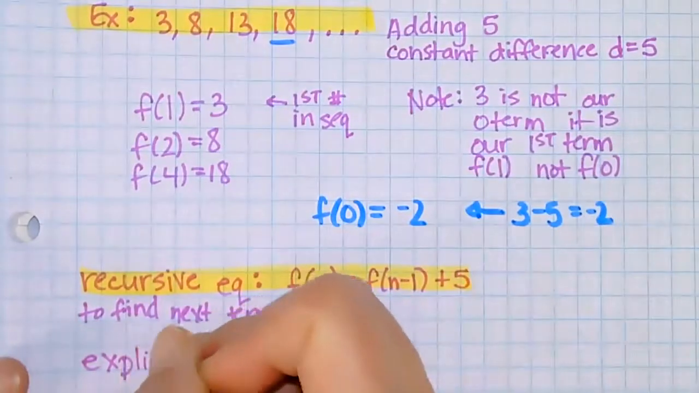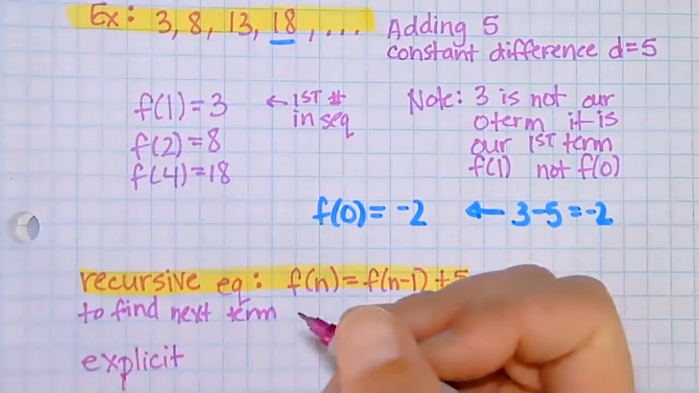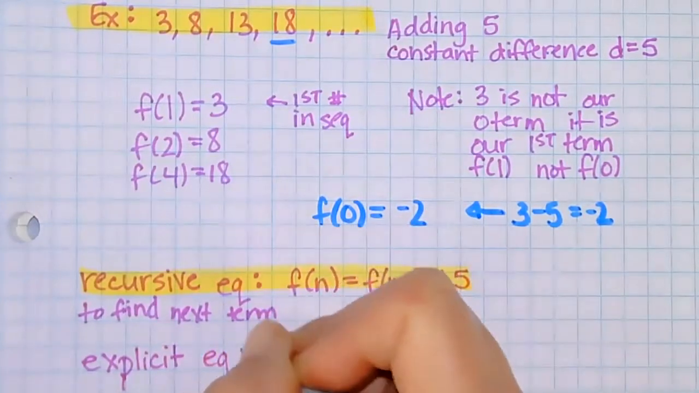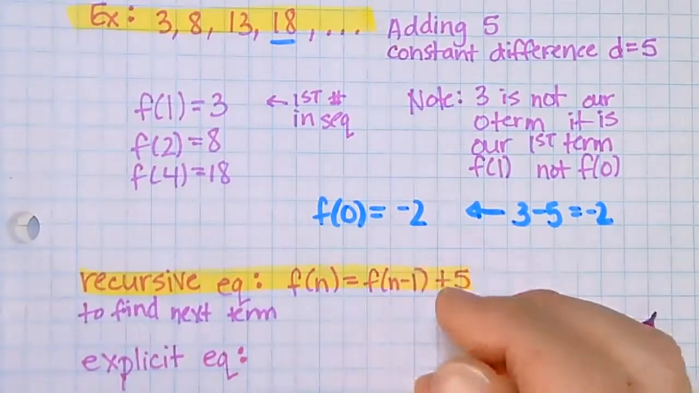So we want a way that we can just put 100 in for the 100th term and figure out what it is. And we call that an explicit equation. And for the explicit equation, we're going to start with our start.